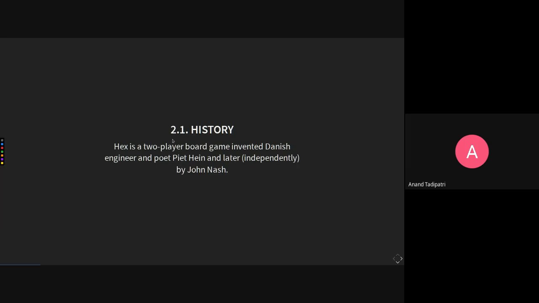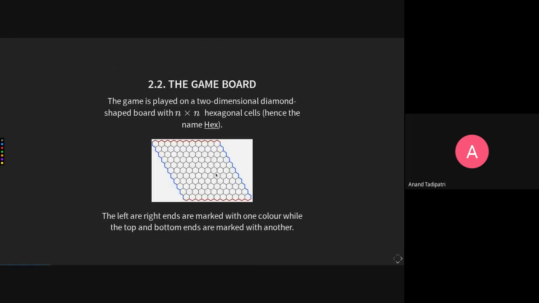So Hex was invented around 100 years ago. It was first invented by this person called Piet Hein. I'm not sure if I'm pronouncing this right. He was a Danish engineer and poet. And later on, this game was independently invented by John Nash, like the John Nash, the very famous one. And so before I get into the theorem, I'll first state the rules and explain roughly how the game goes.